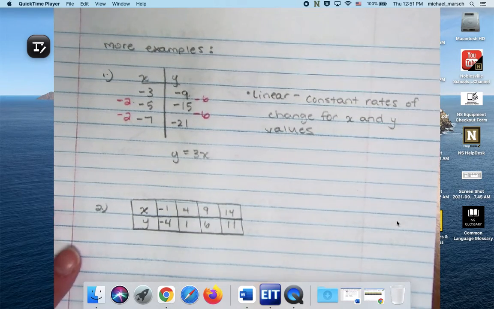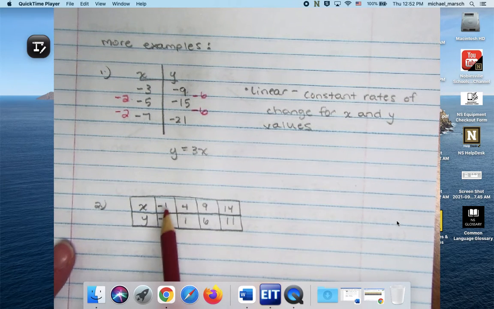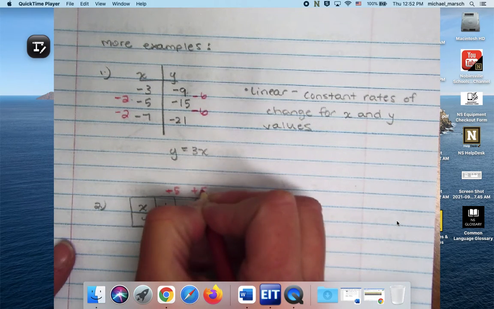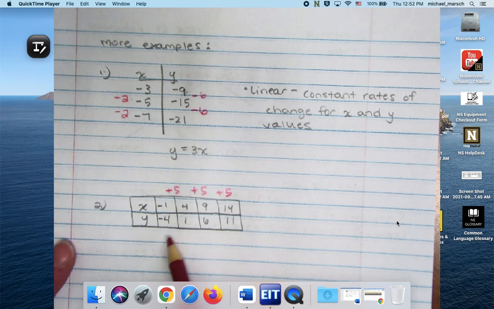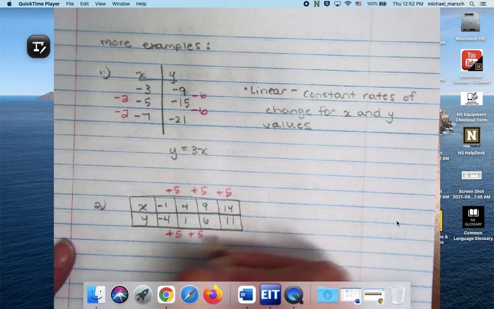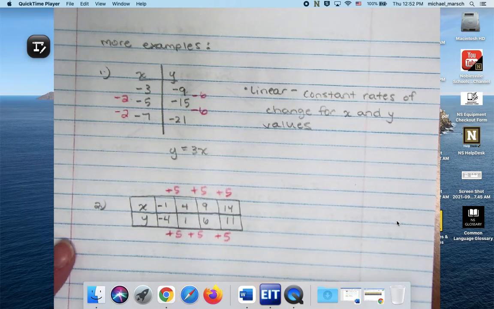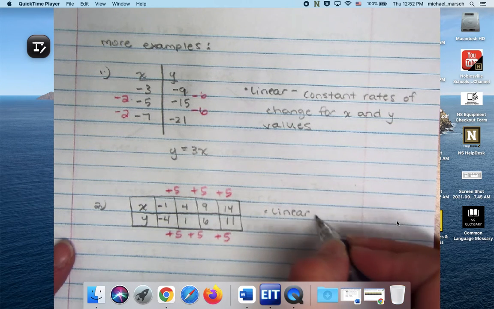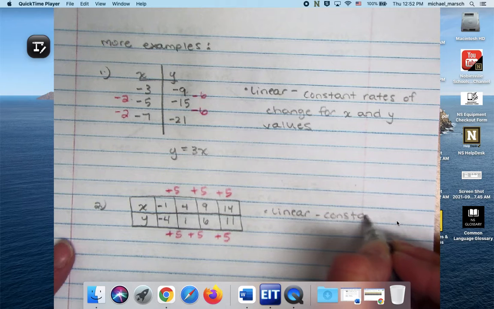Okay, so let's figure out if we have constant rates of change here. What's happening between each x value? Oh, they're getting added by 5. And then how about the y values? It doesn't happen often, but sometimes the rates of change will match, but that's not a requirement. So this is linear.